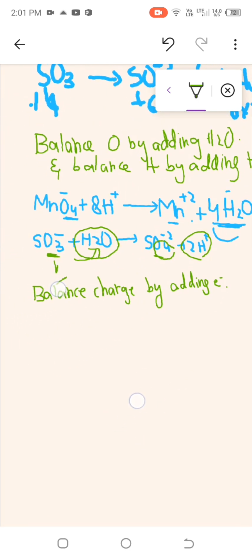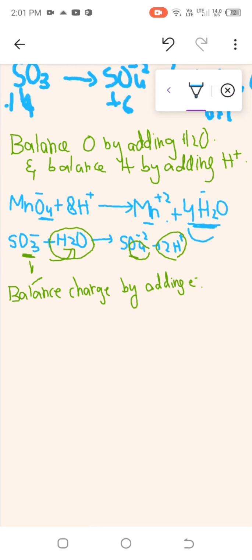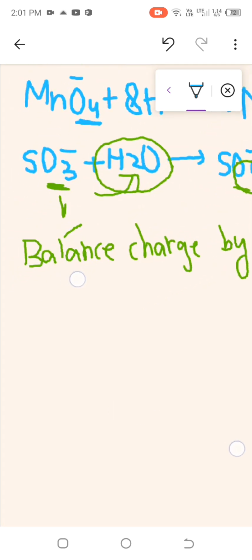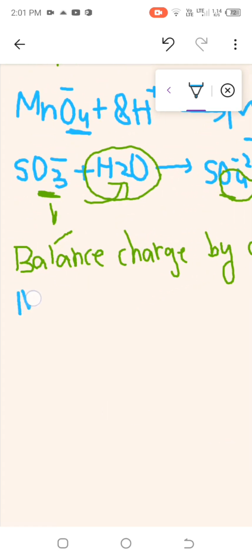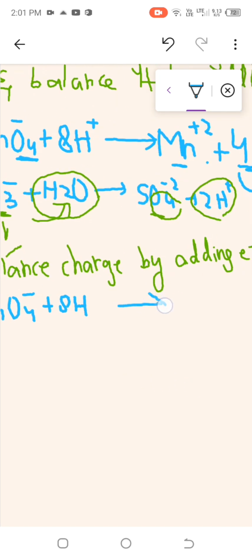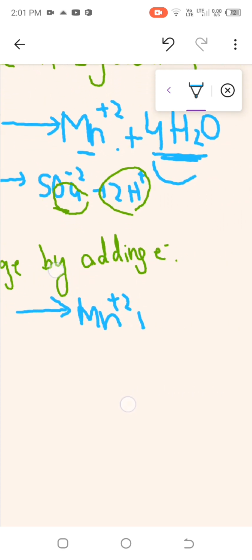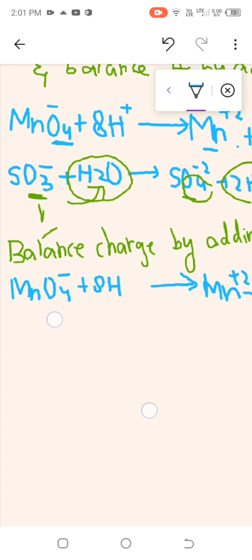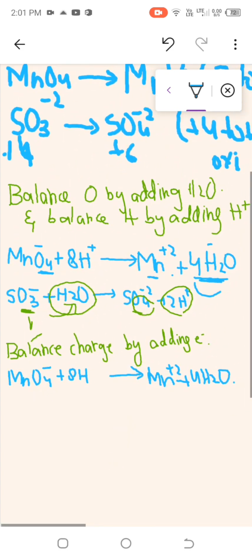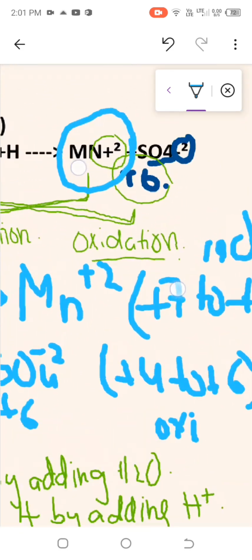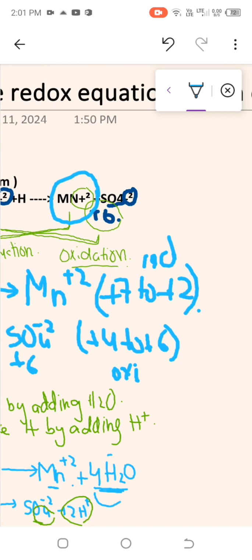देखिए, electron को add करके charge को balance करो. Now here you can see our first step will be we write the same equation: MnO4 minus plus 8H plus, here we will put the space, goes to Mn2 plus plus 4H2O. Now we have to balance the charges.